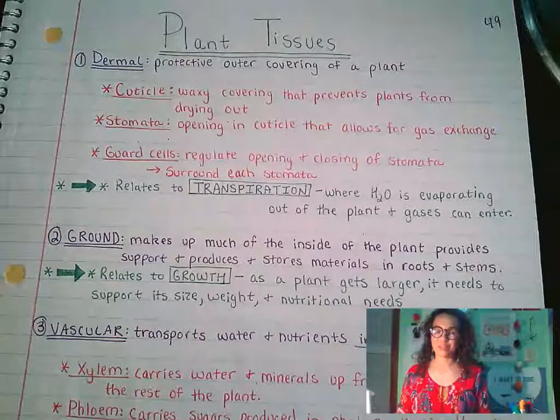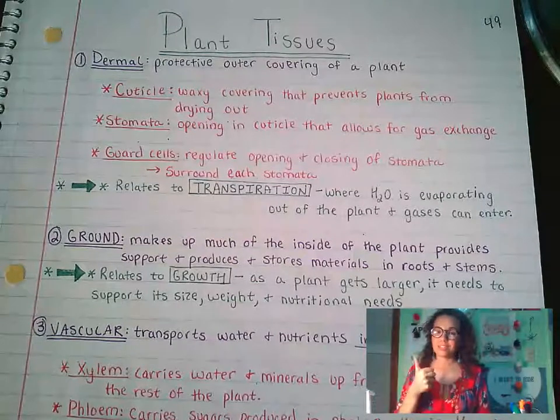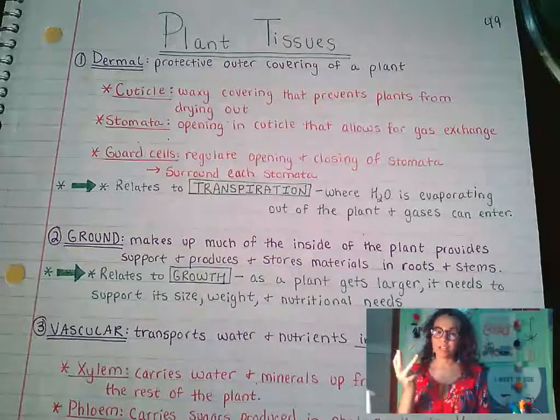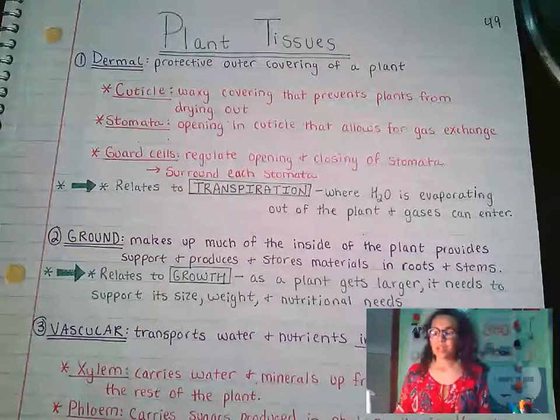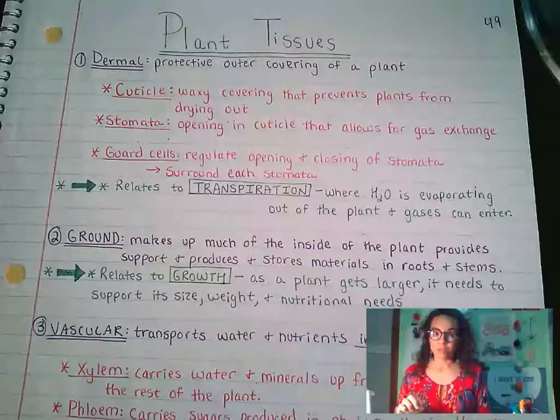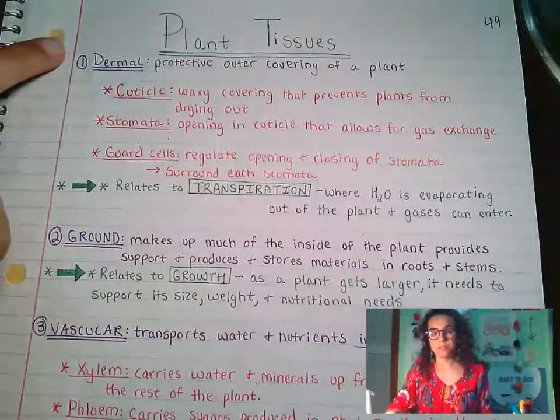In our plants overview notes, we talk about the 5 main processes that plants deal with: photosynthesis, cellular respiration, transpiration, reproduction, and growth. Now we're going to be getting into plant tissues that has to deal with all of these as well. The first one we're going to be looking at is dermal.